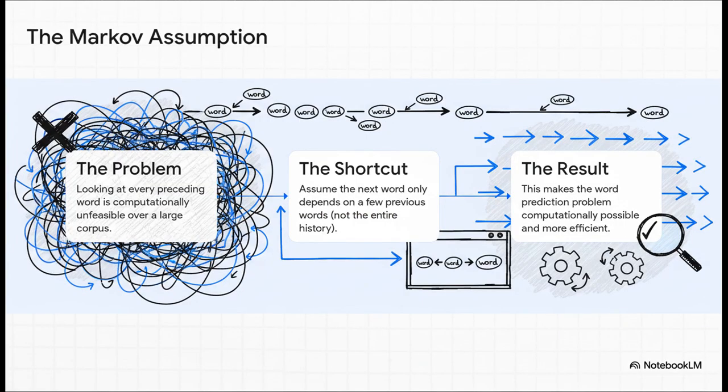Now, trying to analyze every single word that came before in a long document would be, well, it would be computationally insane. Your computer would just melt. So engineers came up with this clever little shortcut called the Markov assumption. Basically, instead of looking at the whole history, the model just looks at a small window of the last few words. Sure, you lose a little bit of the long-range context, but you gain a ton of speed, and it's what makes this whole thing actually possible to compute.